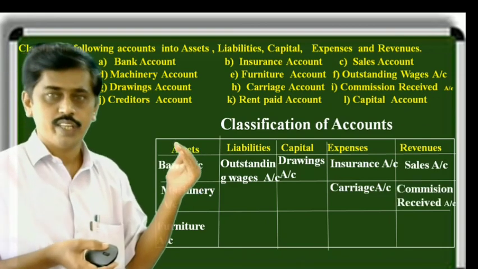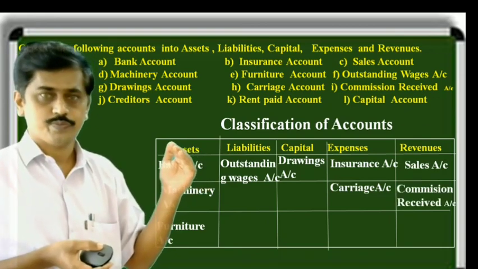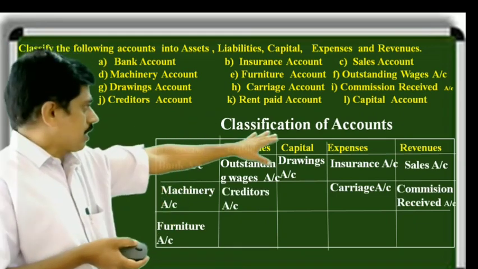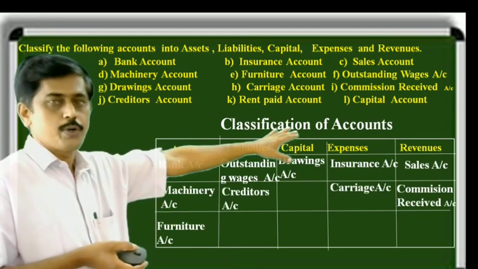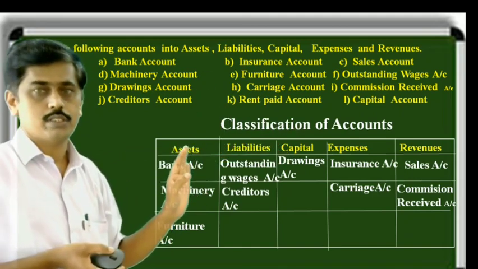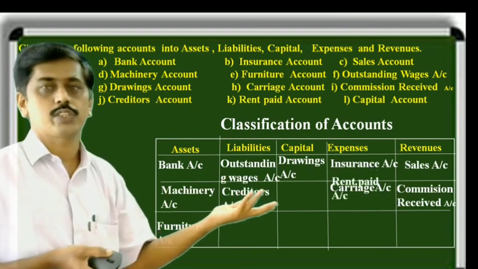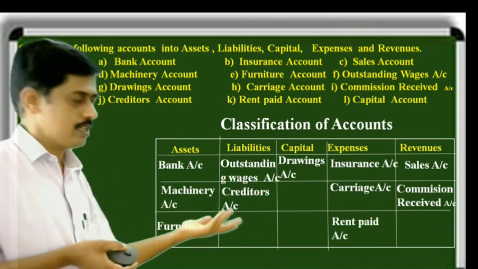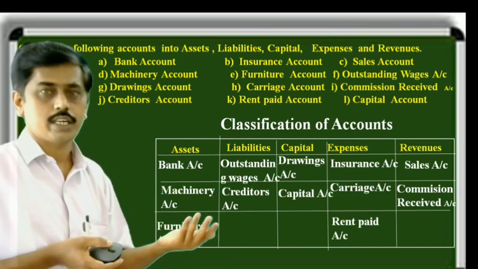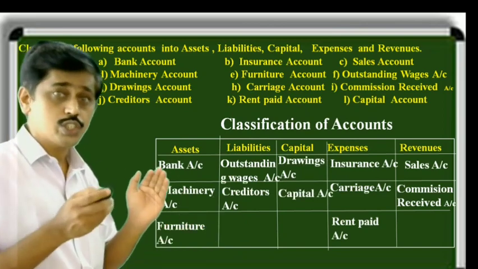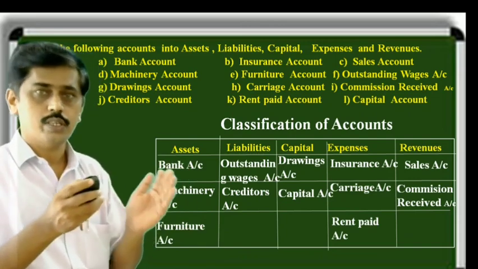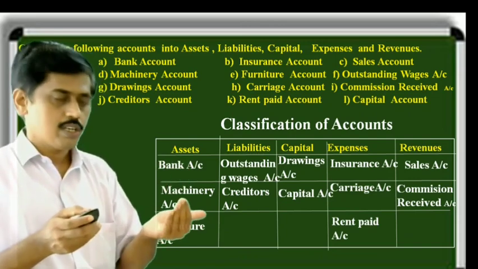So commission received. Next, creditors account, liabilities account. Already you know it. Creditors account, liabilities account. Rent paid account, again expenses account. And last one, capital account, comes under the category of capital account. So this is how you have to classify the accounts into different categories.